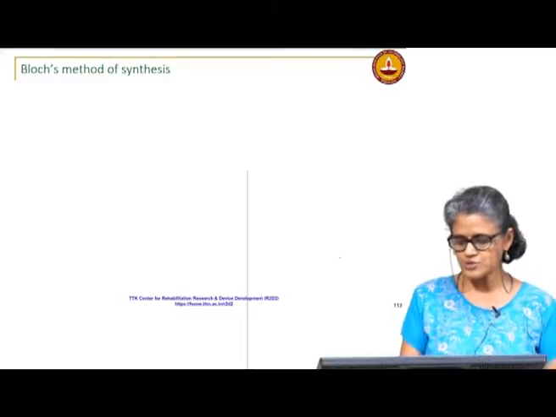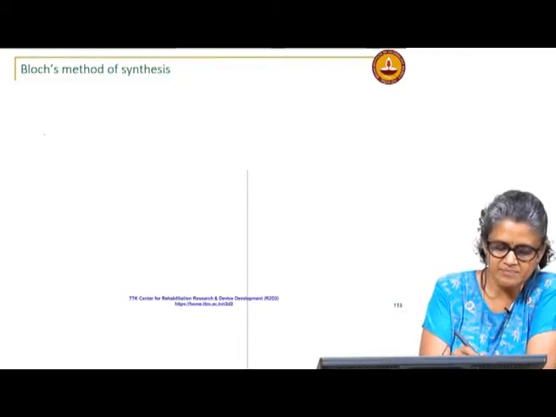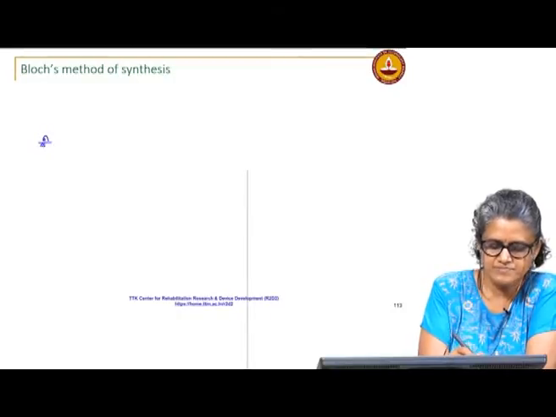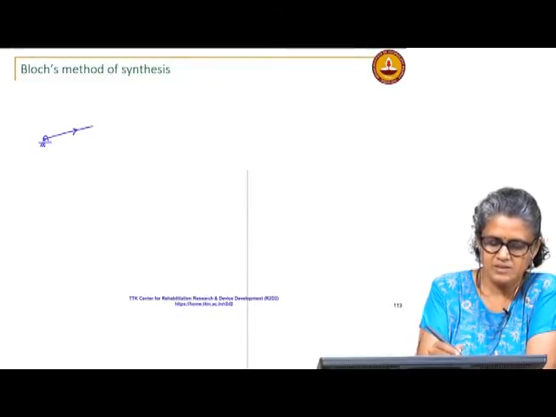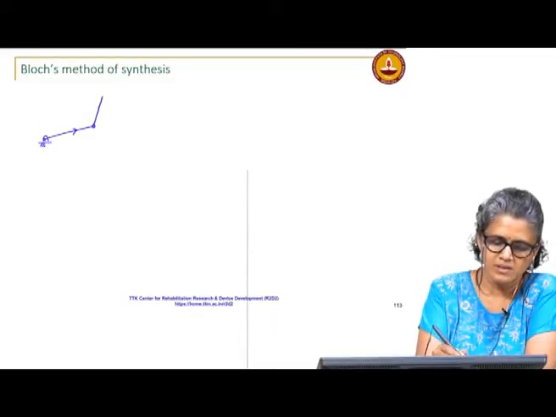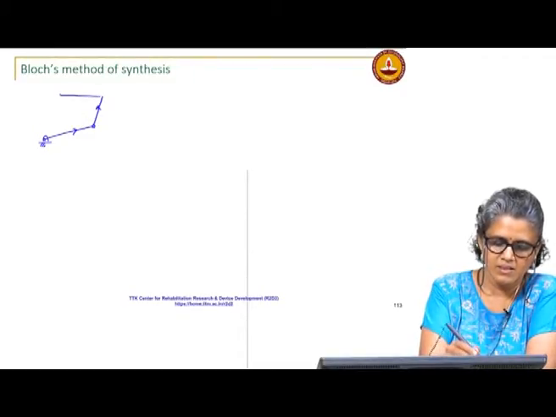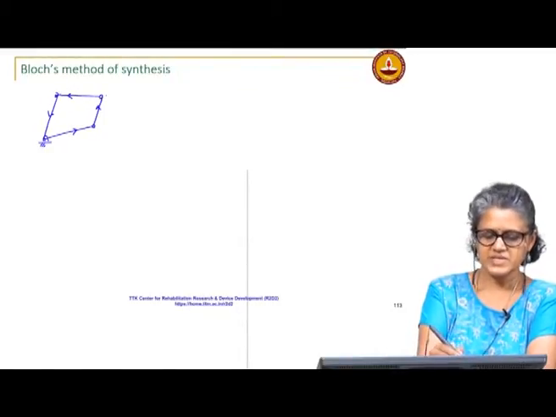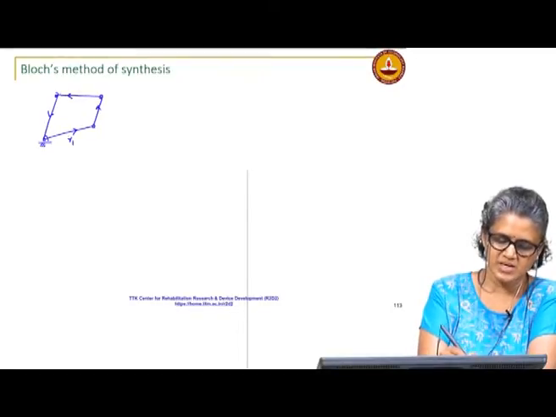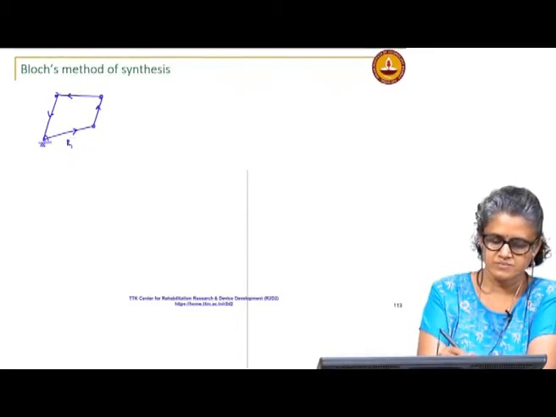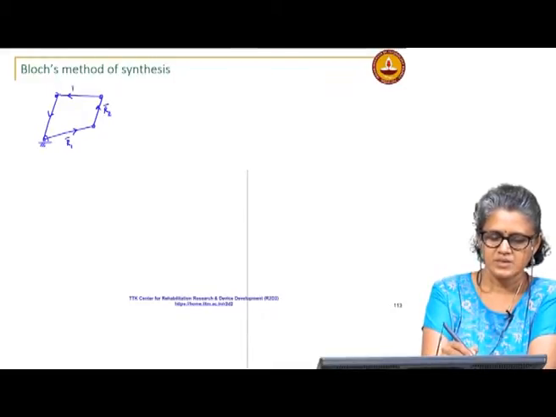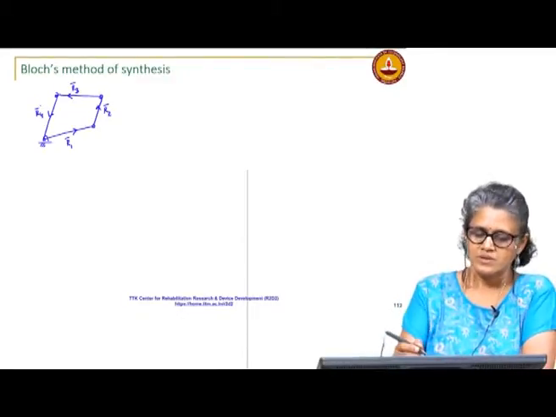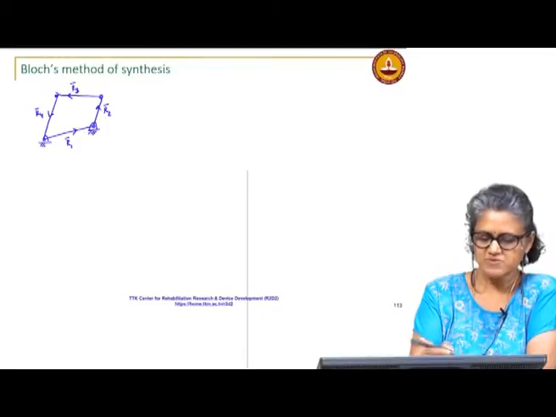We will now move on to block synthesis, which we started yesterday. We take a general linkage. If I take these vectors say r 1, r 2, r 3 and r 4, and say this r 1 is my fixed link.